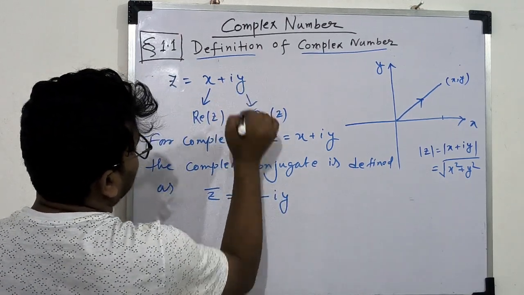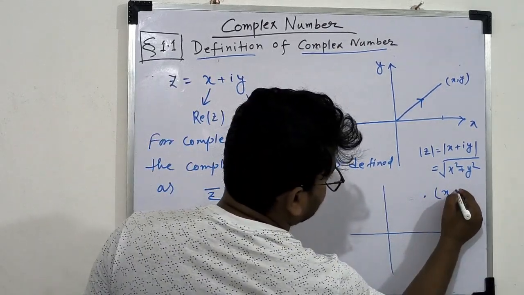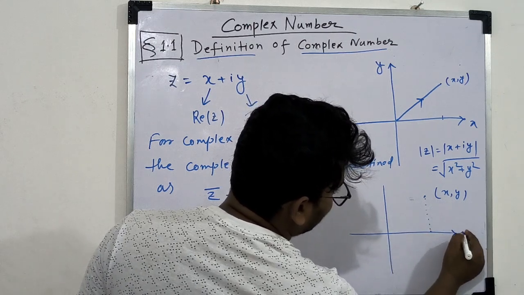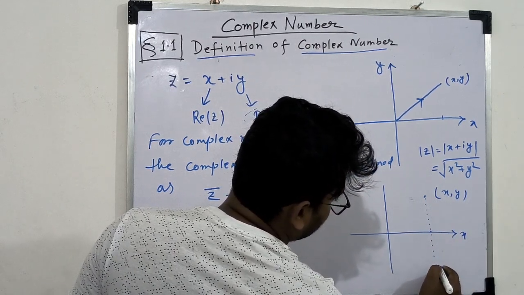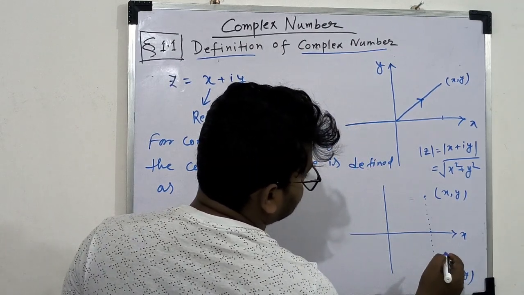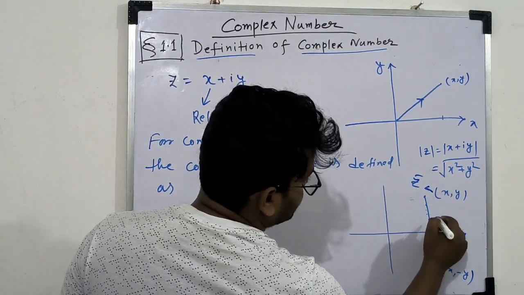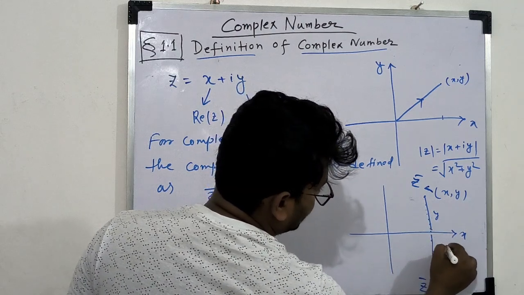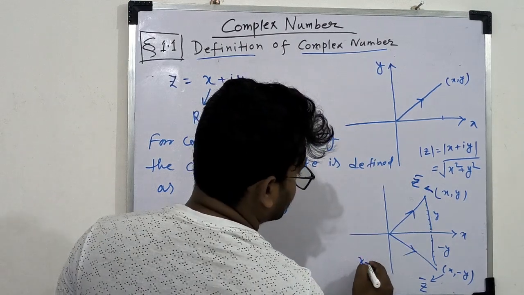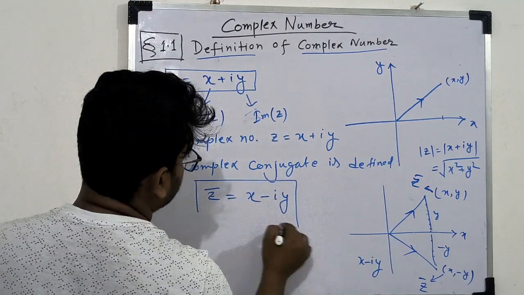So the sign of the imaginary part becomes opposite. As this is x comma y, it is the mirror image with respect to the real axis, that is, x comma minus y becomes the conjugate of this point. So this is y and this is minus y. This becomes x plus iy and this becomes x minus iy. So for this complex number, the complex conjugate becomes like this.